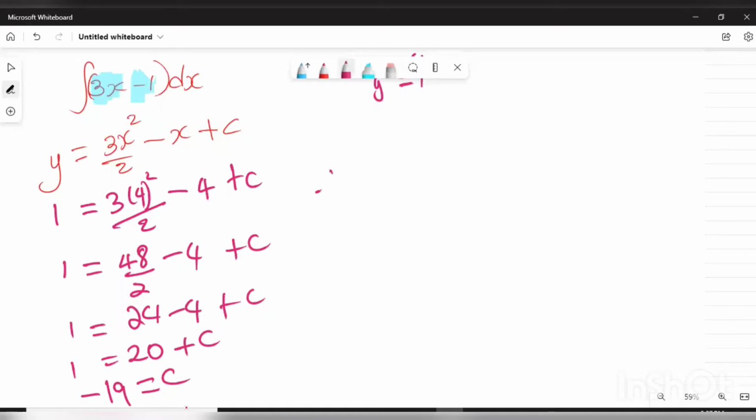Therefore, we can now conclude that the original equation was y equal to 3x squared over 2 minus x minus 19.